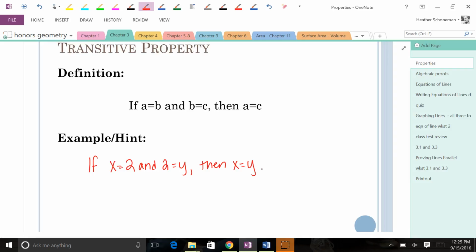Okay, good news. The fun isn't over. There's a couple more on the back. So when you get this done, flip it over to the back.